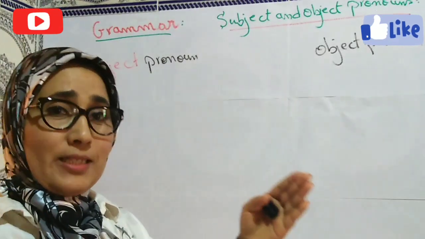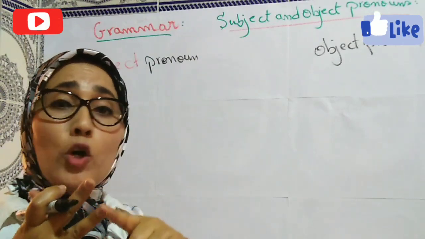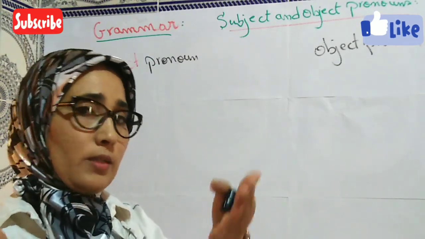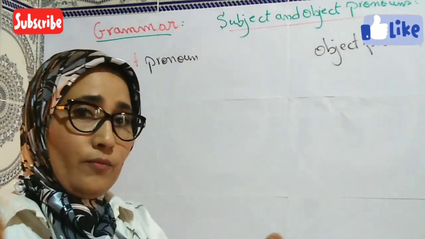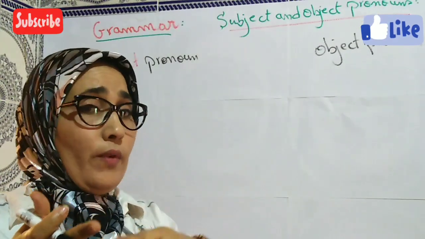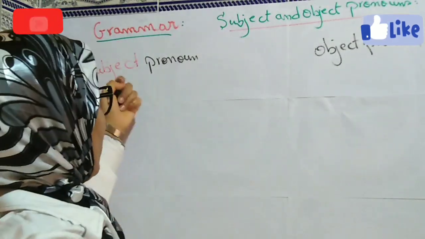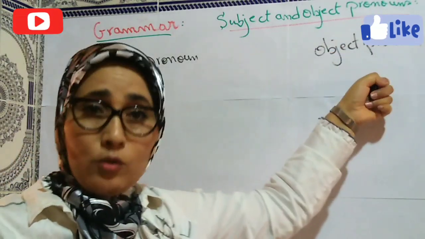Because in any sentence we have subject, verb and object. In all languages there is a verb, a subject and an object. So we have subject, verb and object.